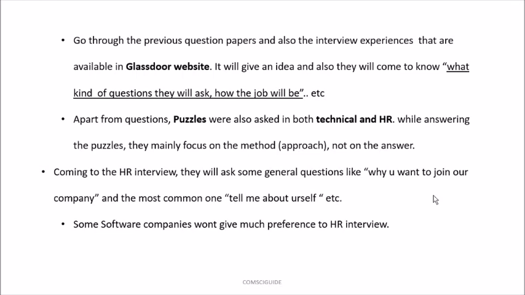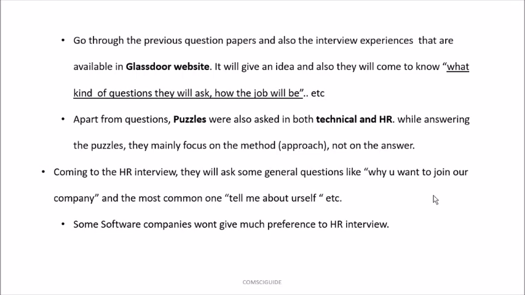Apart from questions, puzzles are also asked in both technical and HR interviews. While answering the puzzles, they mainly focus on the method, that is the approach, but not on the answer. Coming to the HR interview, they will ask some general questions like why do you want to join our company, where do you see yourself after 5 years, etc. And the most common one, tell me about yourself and tell me about your experiences in the previous company, etc.